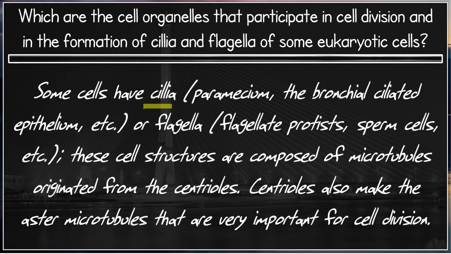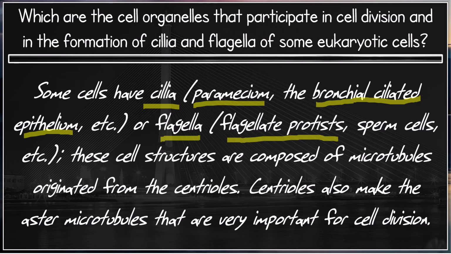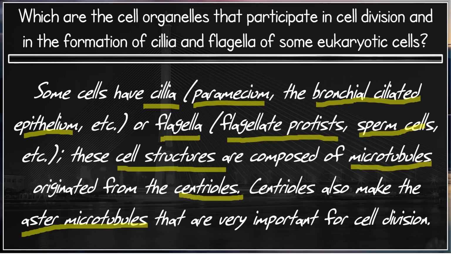Some cells have cilia, like paramecium, the bronchociliated epithelium, and many others, or flagella, like flagellate protists, sperm cells, and many others. These cell structures are composed of microtubules originating from the centrioles. Centrioles also make the aster microtubules that are very important for cell division.